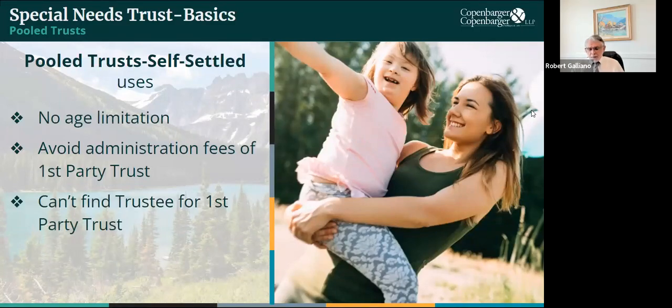So at this point, we talked about the first-party trust, funded by their own money, but it has a payback provision. The age limitation is that the beneficiary has to be under age 65. Then there's the pooled trust, self-settled, funded with the beneficiary's own money, no age limitation, but there is payback.